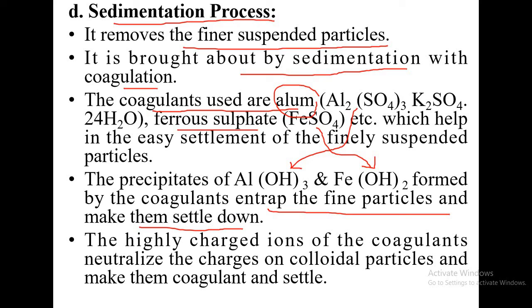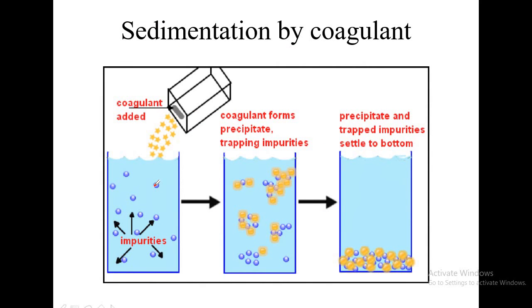Now with this picture the things will be very clear. This is the water containing impurities, finely suspended particles. You are adding coagulants. When you add coagulants, they react with water and precipitates are formed. These precipitates entrap finely suspended particles and they become bigger in size. When particles become bigger in size, due to gravity, all the particles settle down along with the finely suspended particles. Precipitates also settle down, leaving the water absolutely free from finely suspended particles.